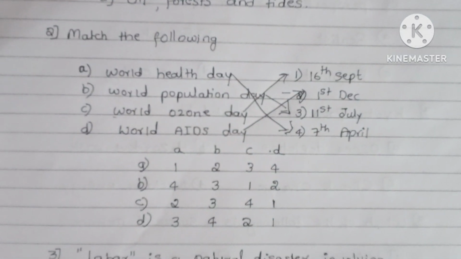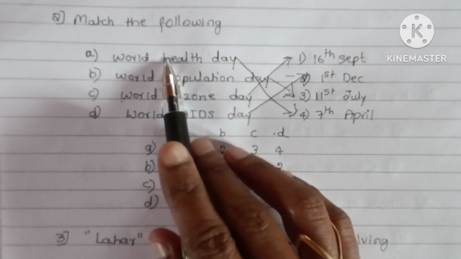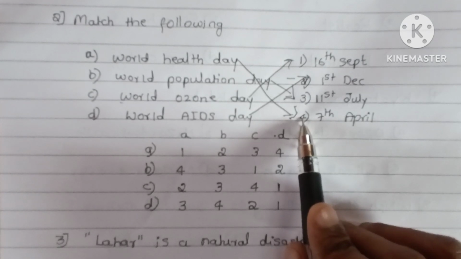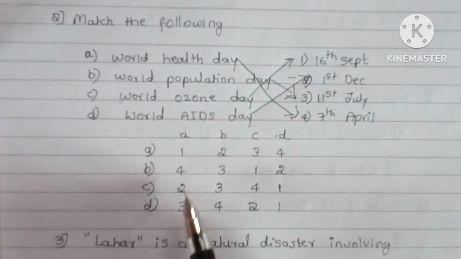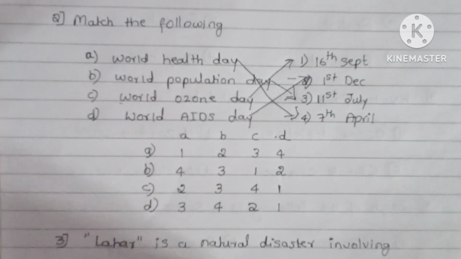Let us come to the options. For A, option fourth one. Here, option B is the right answer.